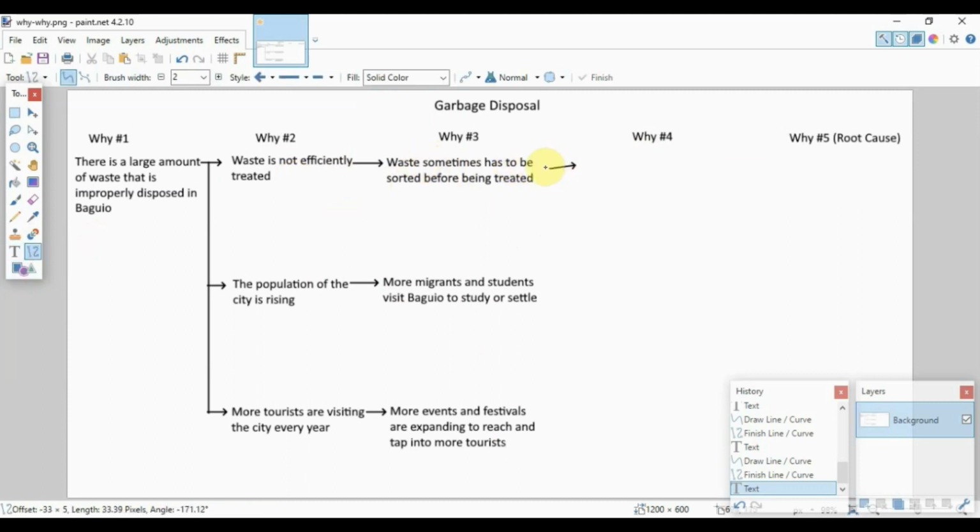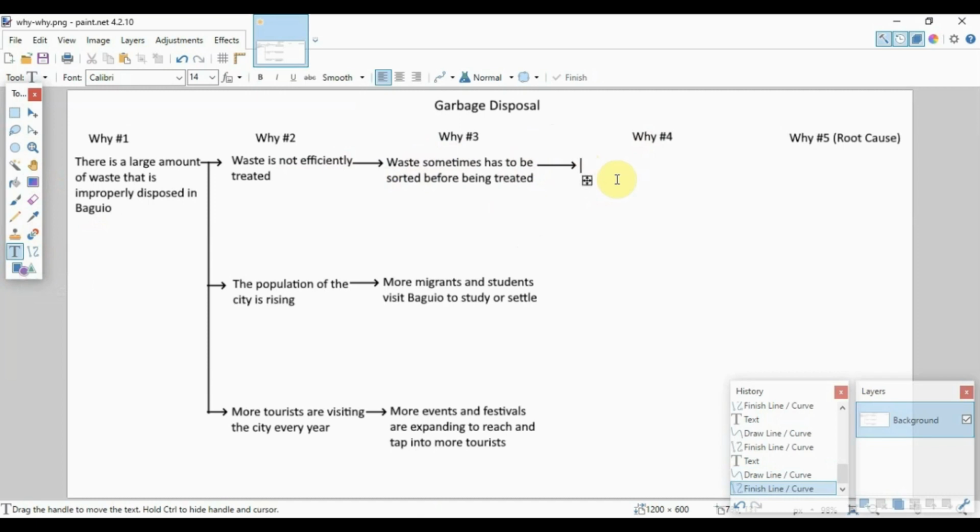Waste sometimes has to be sorted before being treated. Why? Let's try to answer that. Okay. Waste sometimes has to be sorted before being treated. What could be the issue? Why does waste have to be sorted before being treated? Well, it could be that waste is not segregated when being dumped. In other words, when waste is disposed of in the dumping sites, it is just mixed together, or it is just put together in one bag. There is no separation of non-biodegradable or biodegradable waste. Everything is just mashed together. That's why, in order for the waste to be properly managed and disposed of, it has to be first sorted before it can be brought to the dumping sites and whatnot. So that is our first why.